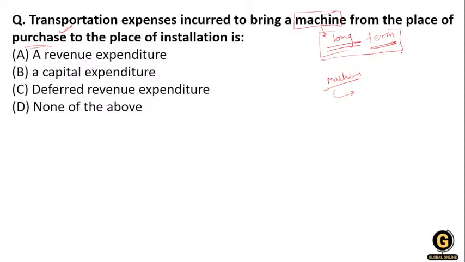So when we are talking about the long term, it will not be revenue expenditure, it is always a capital expenditure. And what about the deferred revenue expenditure? It is the expenditure incurred for the long term, to fulfill specific things. The best example is advertisement expenses. So advertisement expenses is a kind of deferred revenue expenditure.